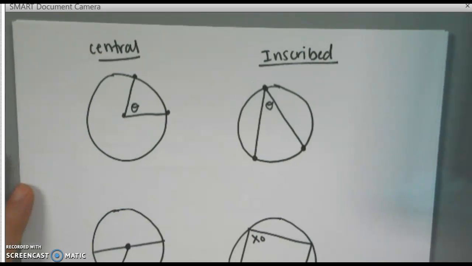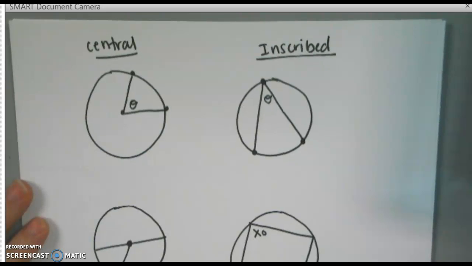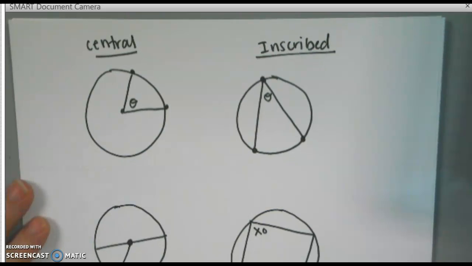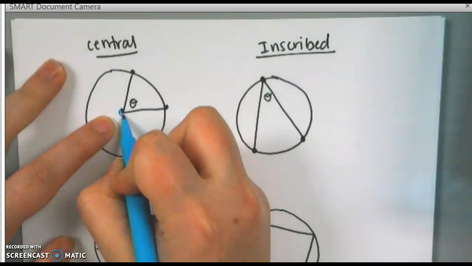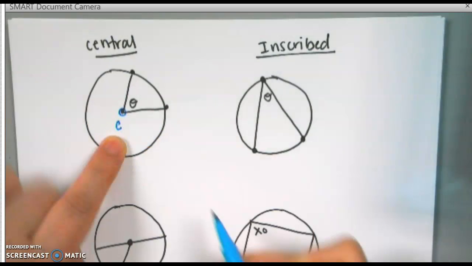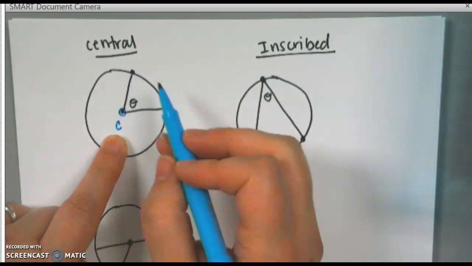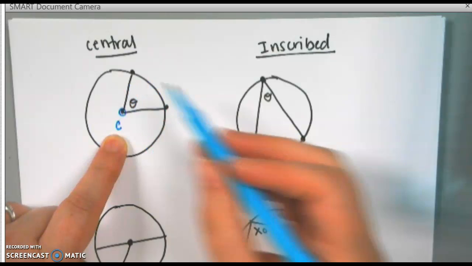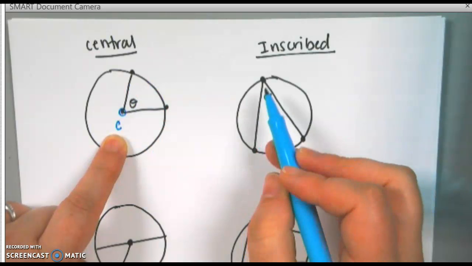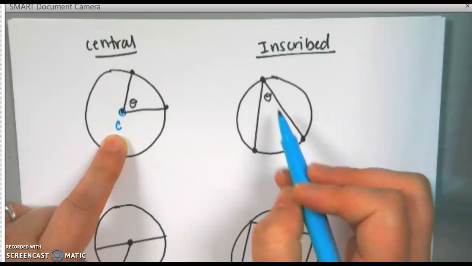Hey guys, this video is going to go over some examples and vocabulary for angles that we can create inside of circles. So the two main angles are called central and inscribed. Central, you might be able to guess, has a vertex at the center of the circle. The other 2 points are on the circle. Inscribed, all 3 points need to be on the circle.